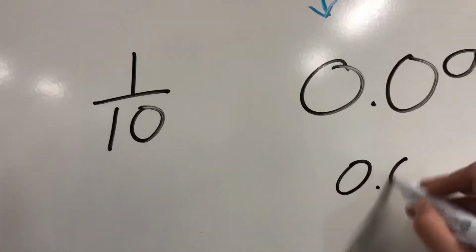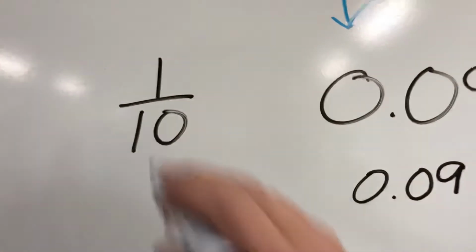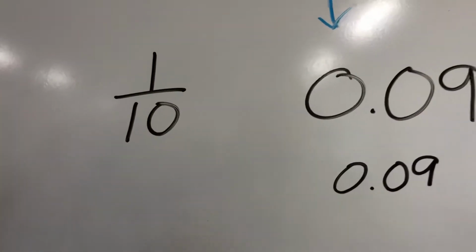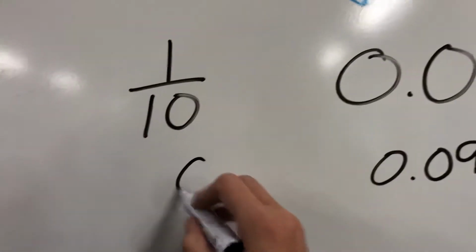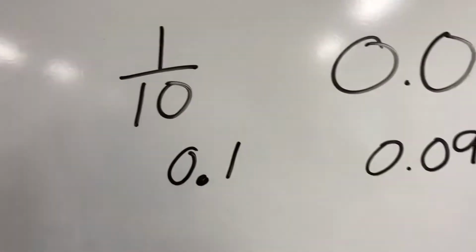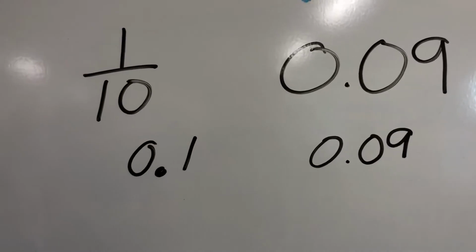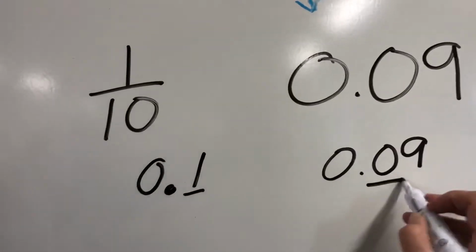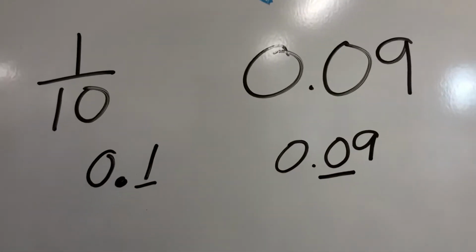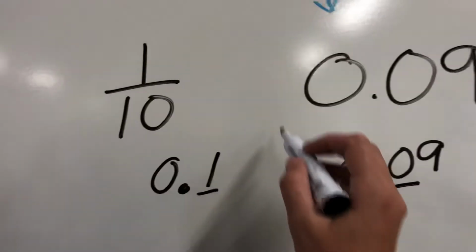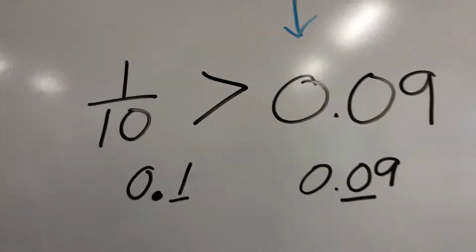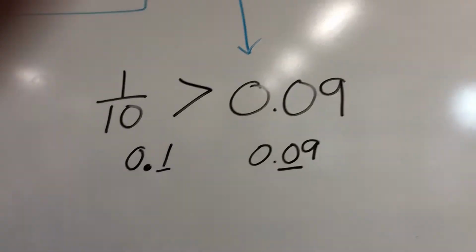So I already have my 0.09, and I'm going to think about how I say that. I say it as 1 tenth. And that is how I'm going to be writing it, as 0.1. Here we have something in the tenths. Oh, we have a 0. So here in this one, we know that that 1 tenth is greater than 0.09.